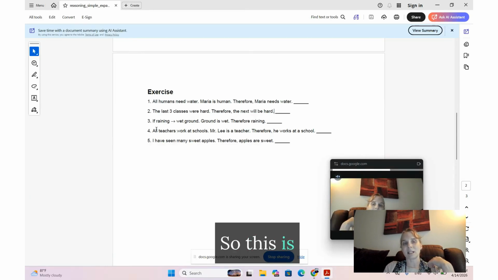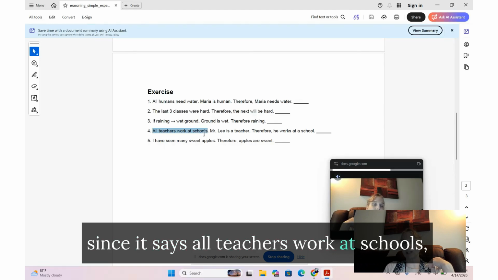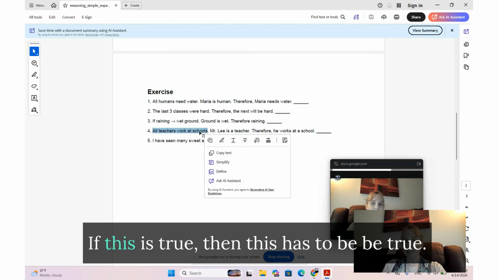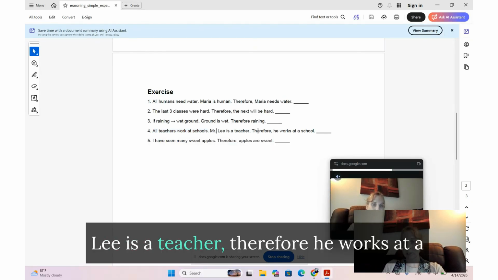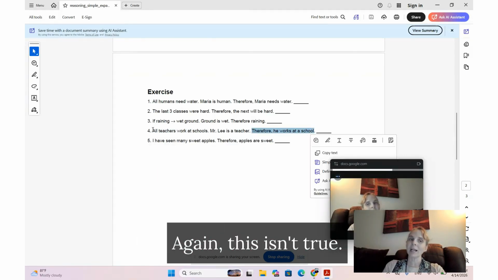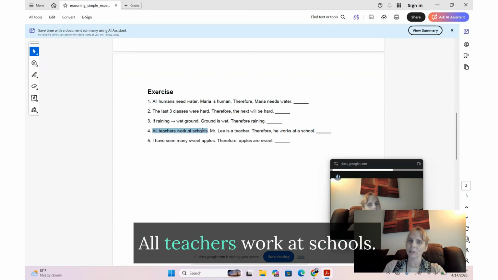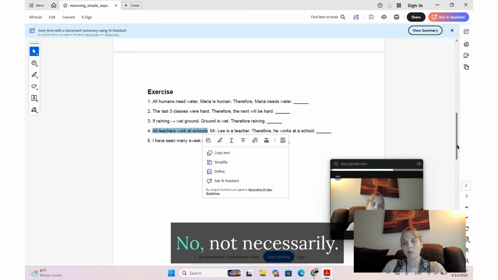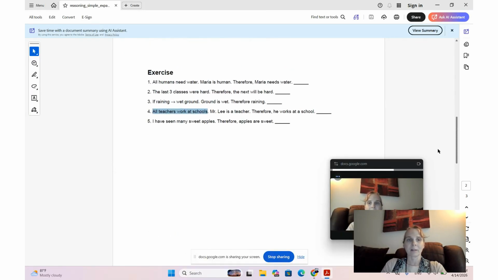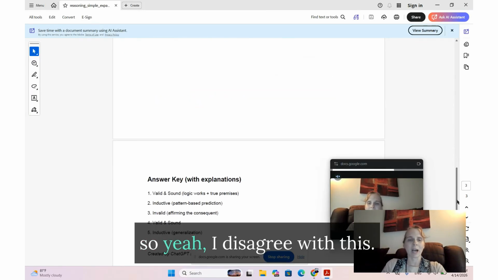So since it says all teachers work at schools, that's giving you the rule. If this is true, then this has to be true. Mr. Lee is a teacher, therefore he works at a school. That would have to be true. But what's the problem? Again, this isn't true. All teachers work at schools? No, not necessarily. They can work in other places. So yeah, I disagree with this.